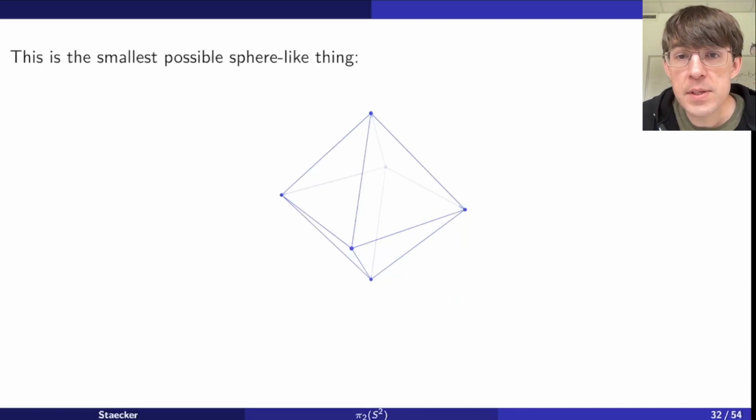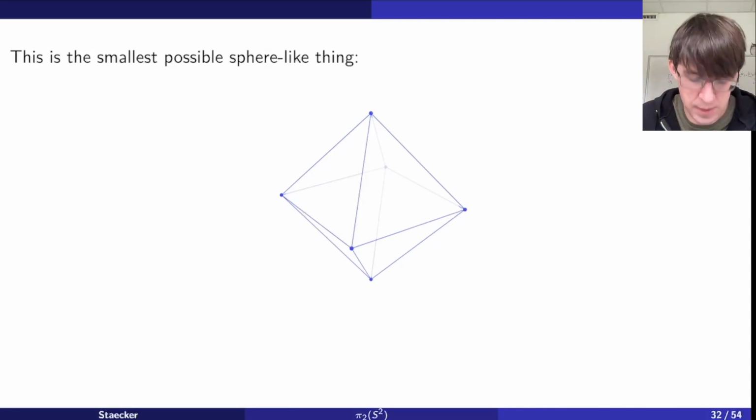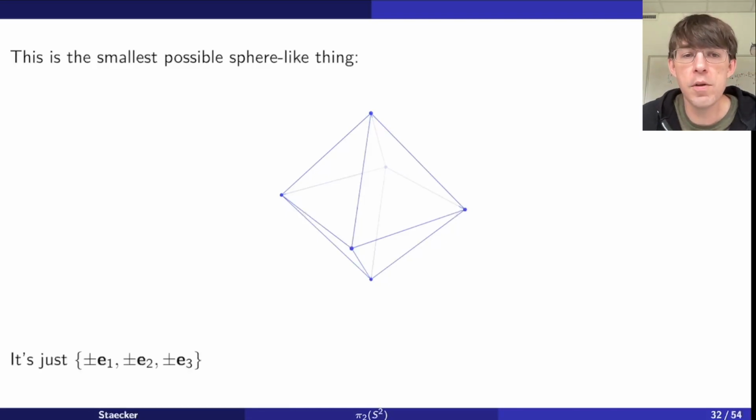We're actually going to go with this octahedral thing. This turns out to be the smallest possible kind of sphere-like thing if you want to do this digital type stuff. So this is an octahedron, and it's actually very convenient to represent this inside of R3. You can represent this as just the 3 basis vectors together with their inverses. So this is like E1 is the first basis vector, E2, E3.